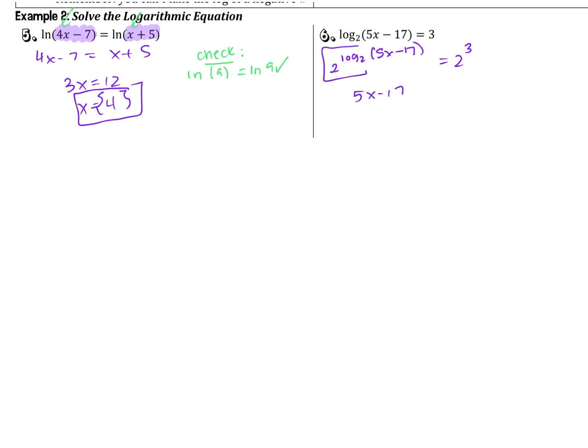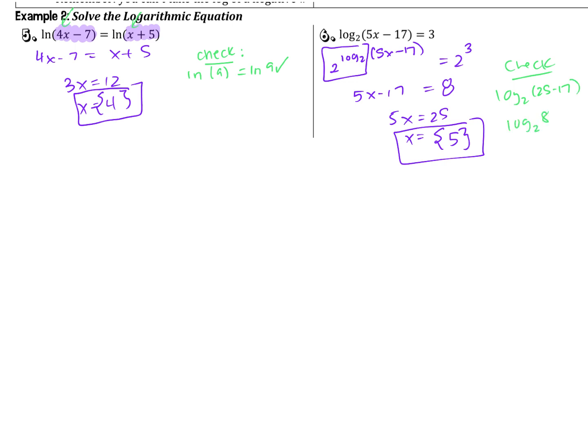Since 2 to the log base 2 is 1 and 2 to the third is 8, this is going to give us 5x is 25, which means that x is 5. And then we're going to go ahead and check our answer. 5 times 5 is 25 minus 17. This is log base 2 of 8. 2 to the what power is 8? 2 to the third power. So we are good to go.